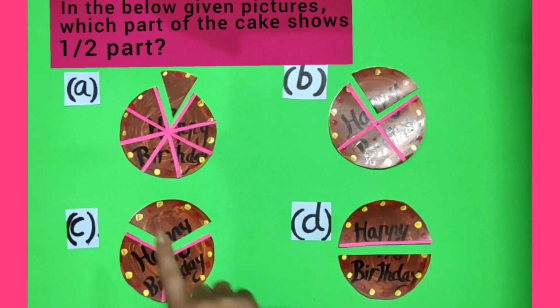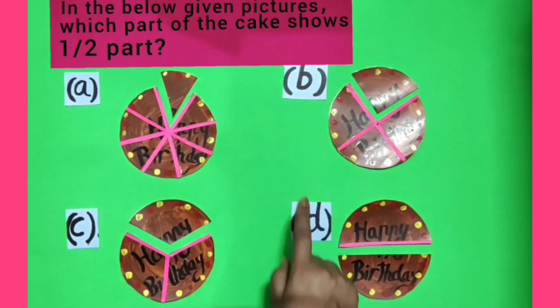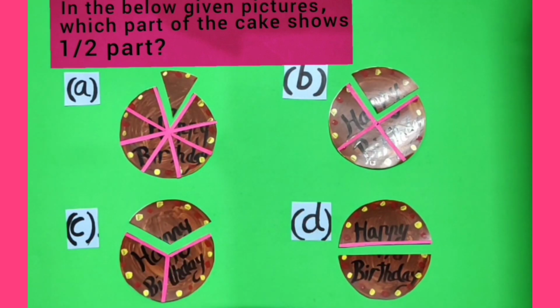Dear students, here we have a multiple choice question. There are 4 options of the question. We have to tick mark the correct option. The question is, in the below given pictures, which part of the cake shows 1/2 part?